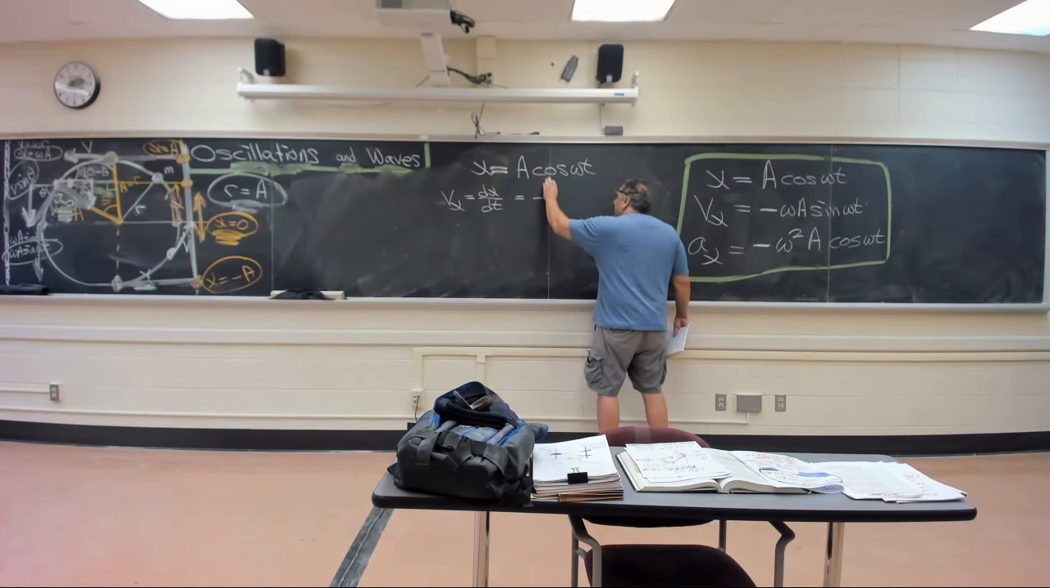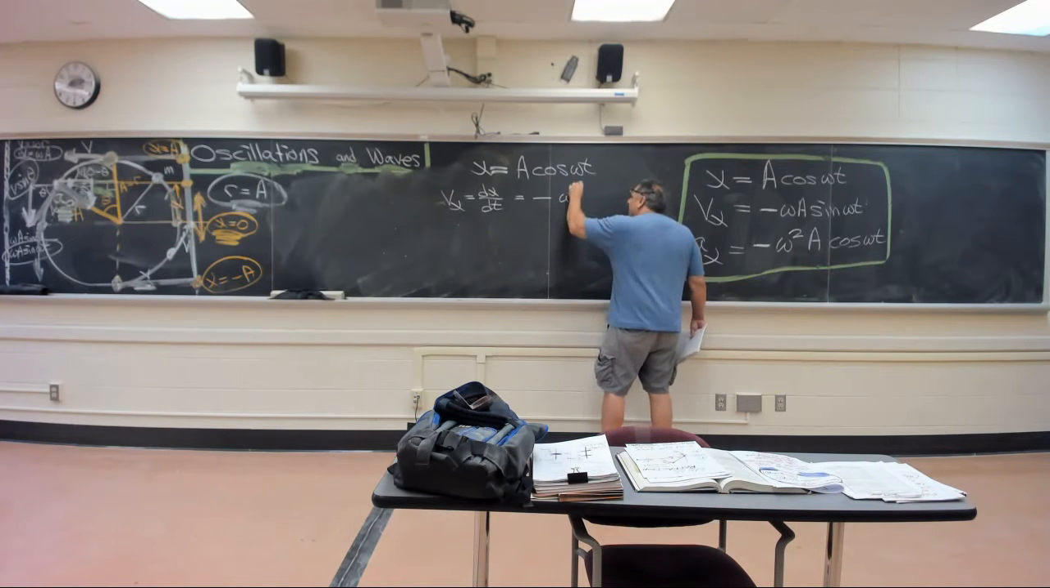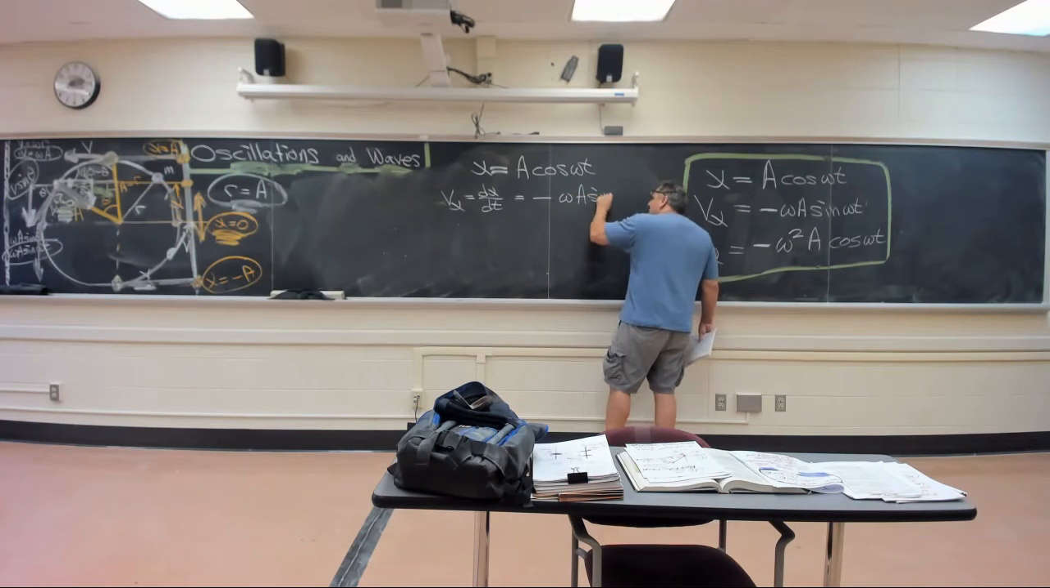So the derivative here is negative sine omega t times omega. Negative sine omega t times omega. So it's negative omega A sine omega t.